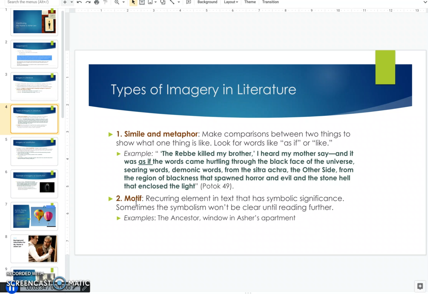The second type of imagery is a motif. This is a recurring element in a text that has symbolic significance.